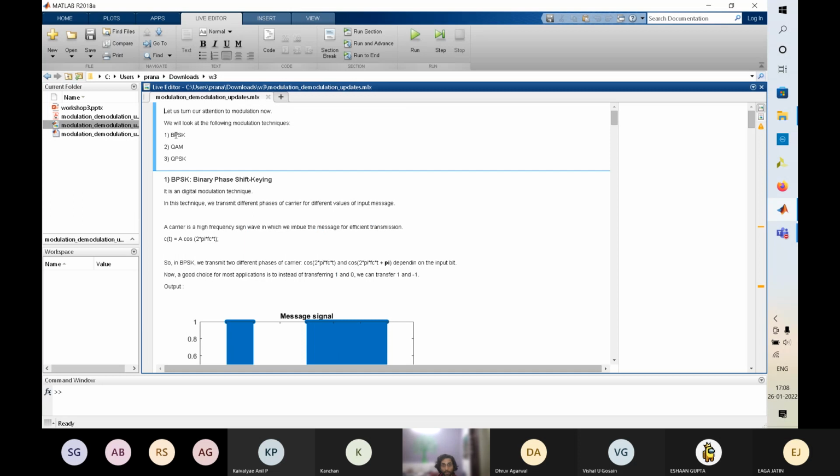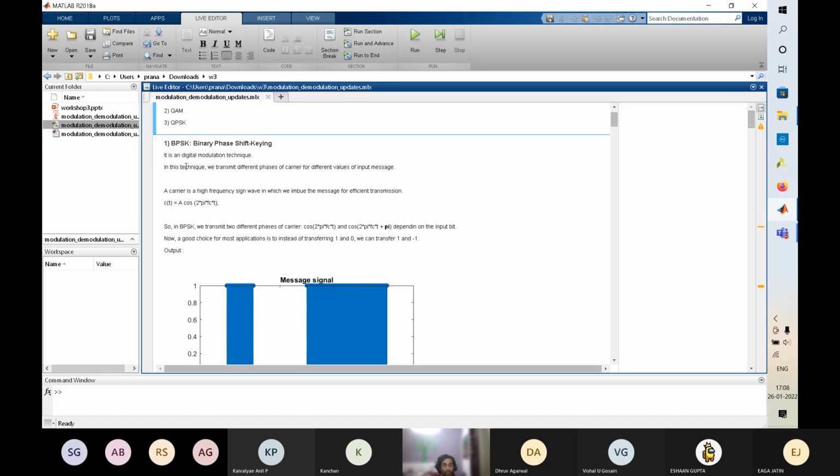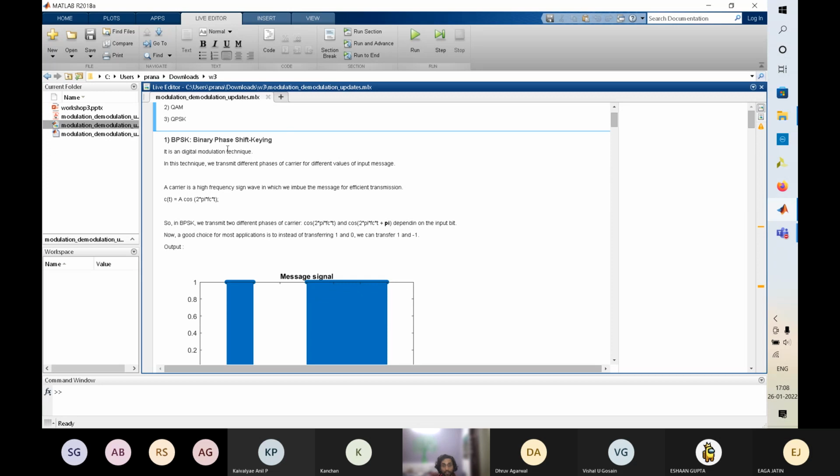Today we will be discussing how to simulate BPSK, binary phase shift keying, QAM, quadrature amplitude modulation, and QPSK, quadrature phase shift keying. In binary phase shift keying, we change the phase based on the bit. So if the bit is 0, for example, we transmit cos(2 pi fc t).